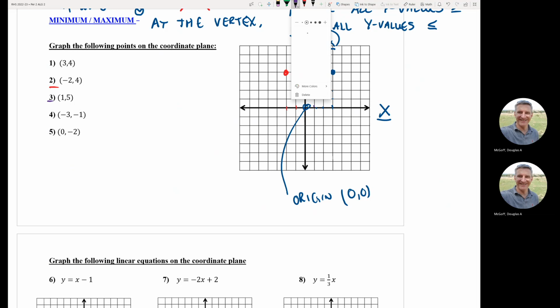Negative 3, -1. So now we're not just going to go left 1, 2, 3 for X. We're also going to go down 1 for Y. And the last point there on our list, 0, comma, -2. X is 0, so we're on the y-axis. In this case, we're looking for the point 0, comma, -2, or 2 below the origin for Y.